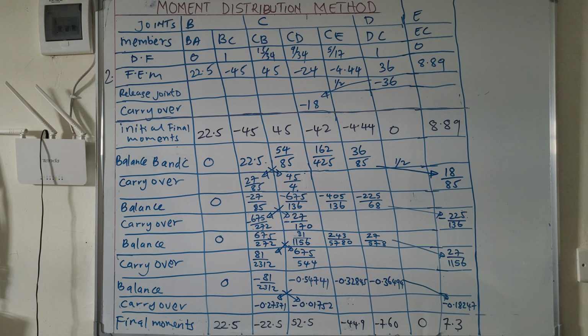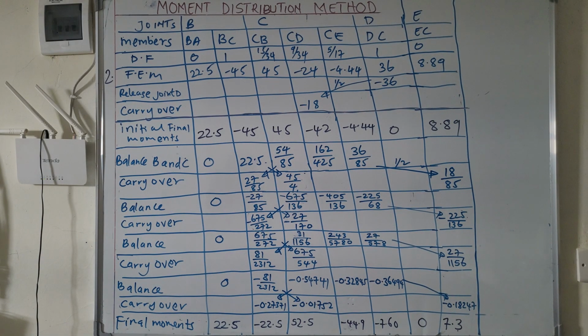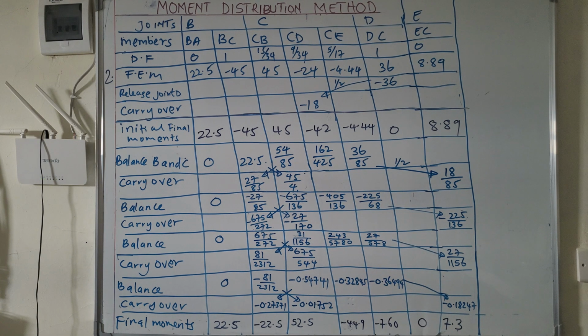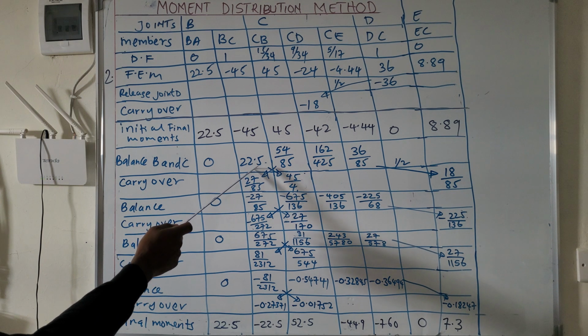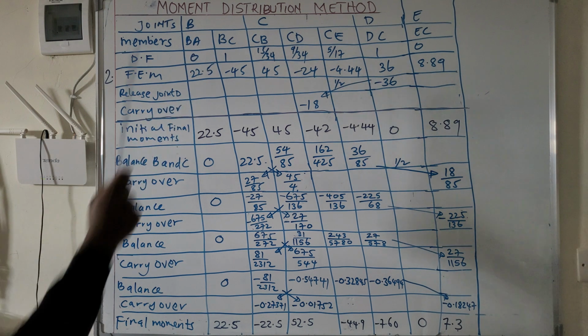So the answer is 36 over 85. After balancing B and C, the next step is to carry over. In carrying over, you carry what you have balanced to the opposite member of that member. For example, we have member BC.